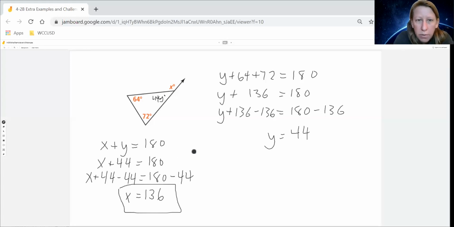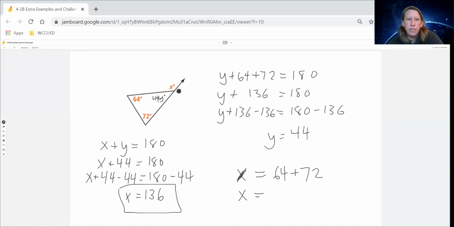If you do happen to memorize the other formula, you can just say that x is equal to 64 plus 72. Okay, that works because these three make 180 and these two make 180. And if you take the 44 out of the situation, you're just going to have these two angles add up to x. So I already added 64 and 72 up here, so I know x is 136. This is using the exterior angle theorem.